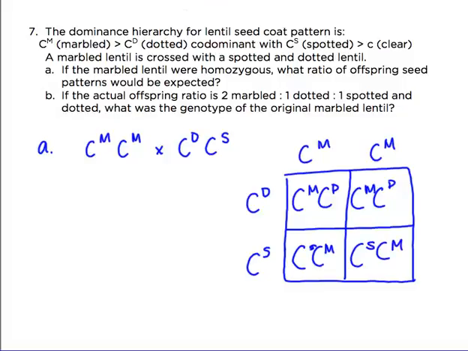Okay. So if you see, every offspring from this cross has at least one CM. Now because CM is marbled, is dominant over all the other alleles, all these offspring, they're 100% marbled.